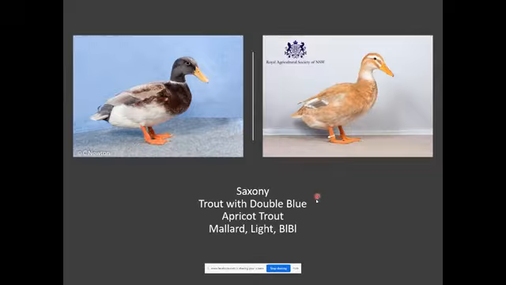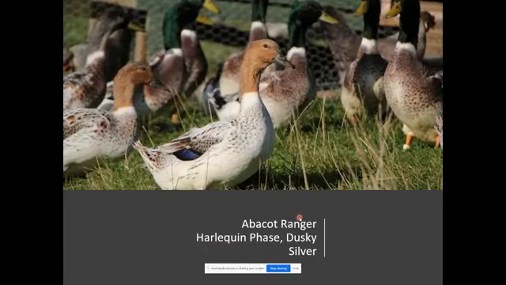So again, if you're thinking about an apricot trout runner, this will give you some idea of how you might go about breeding those if you didn't have them, or how you would go about maintaining them if you did, or where you might go to cross to improve type.